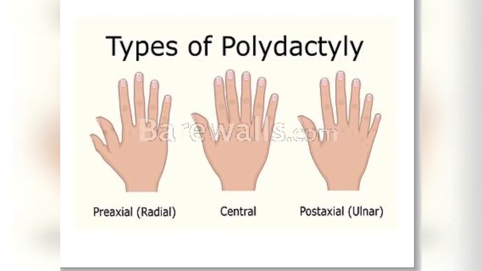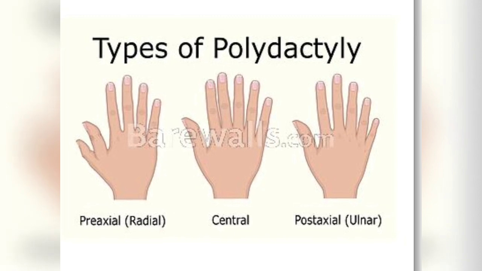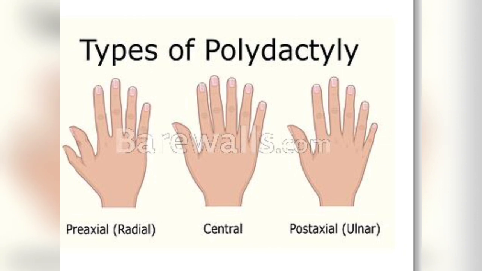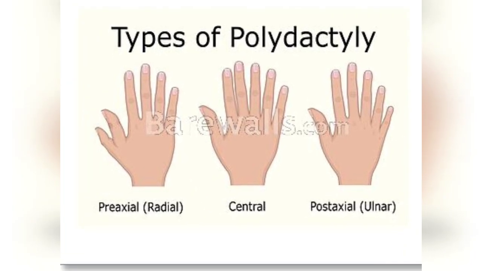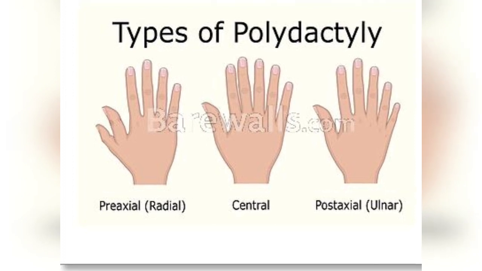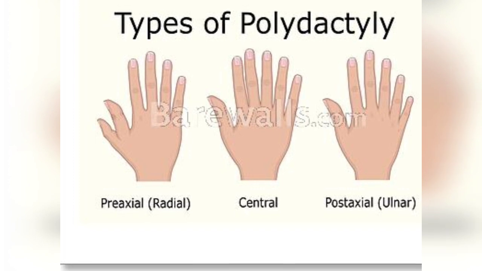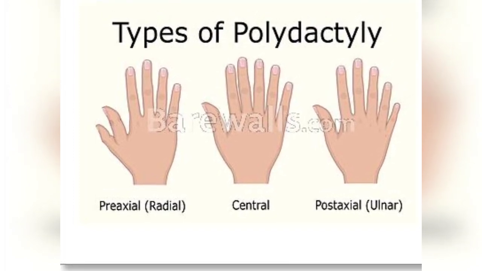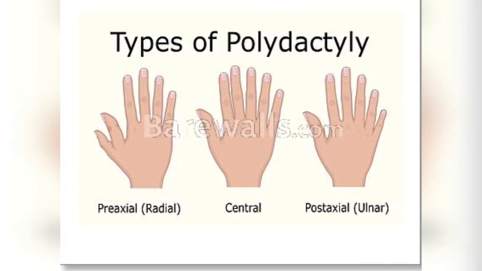There are different types of polydactyly. First is preaxial polydactyly. It involves having an extra thumb. Second, postaxial polydactyly. It involves having extra fingers on the opposite, that is the pinky side. Third, central polydactyly. Extra fingers can be located between center fingers, although this is less common.